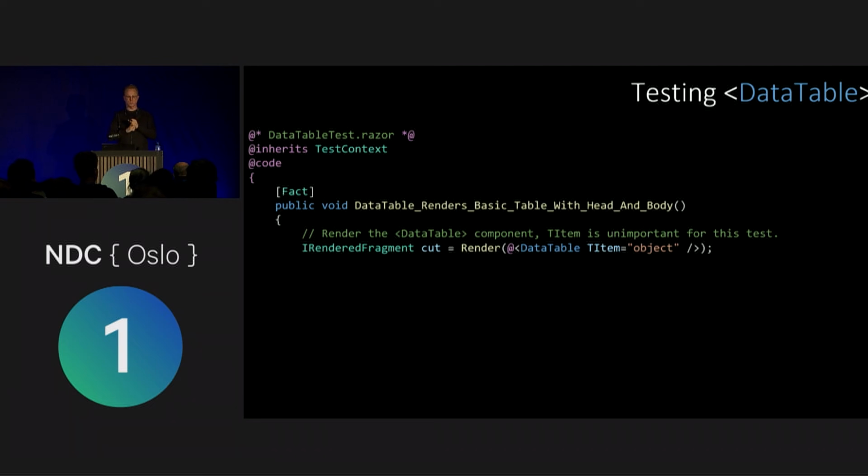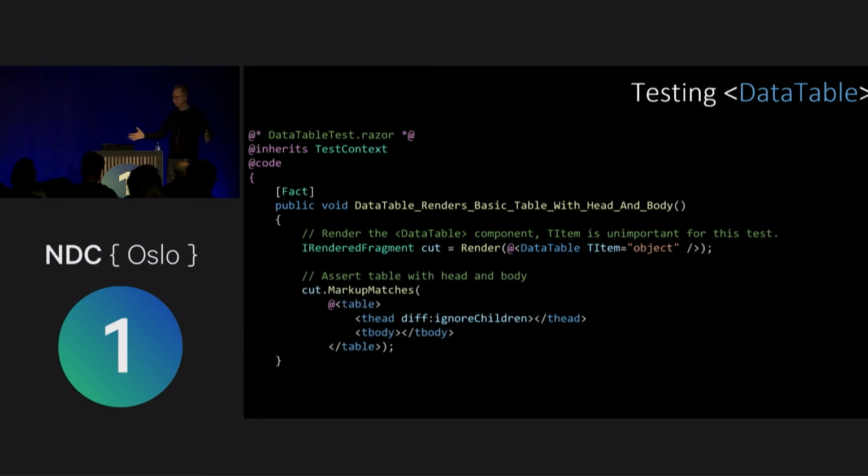Just test the minimal thing that should matter for the data table component, and that is that it renders the outer structure correctly, which means a table and a header and a body, right? So we just render the data table component, and we don't even pass in items. We just say that the type you're going to be working with is going to be object, and since object doesn't have any public properties, it's going to be quite simple, right?